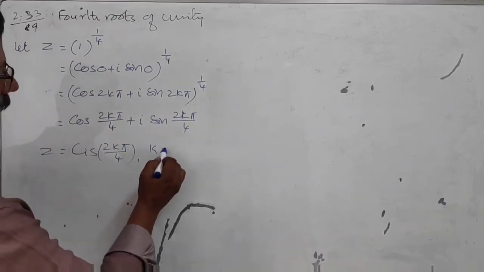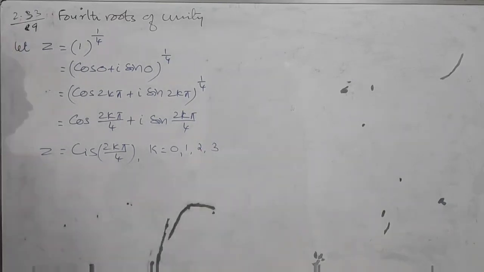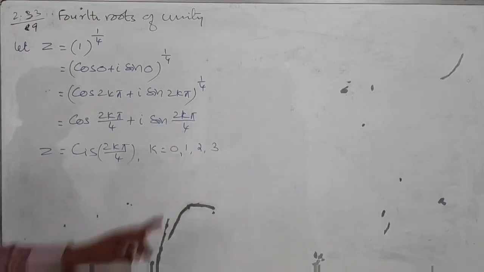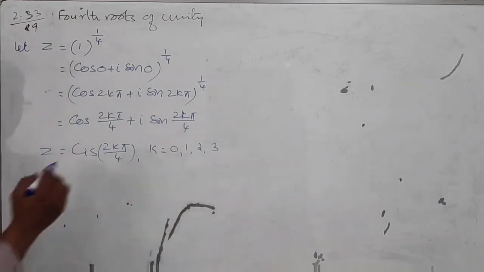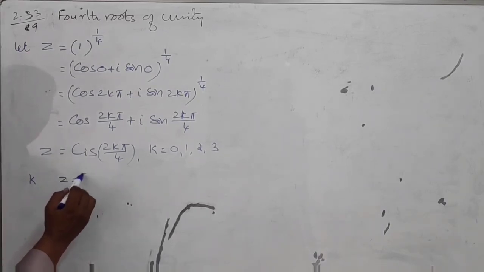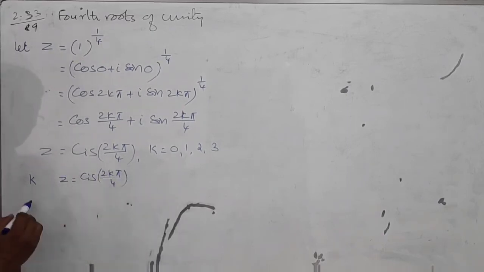Now this is z. Here k values are k equal to 0, 1, 2, 3, because it goes till n minus 1, and n equal to 4 means till 3. Now for this you have to write 4 values. Therefore z is equal to cis 2k pi by 4.